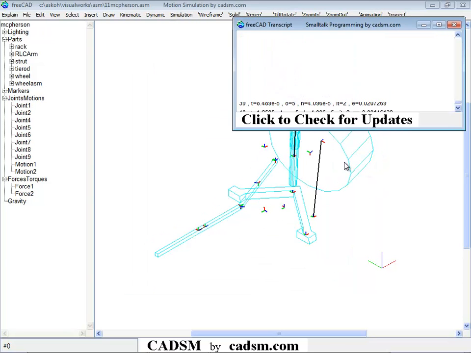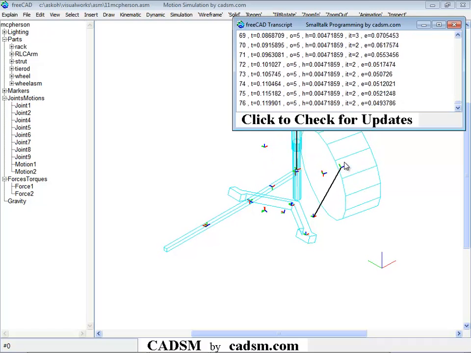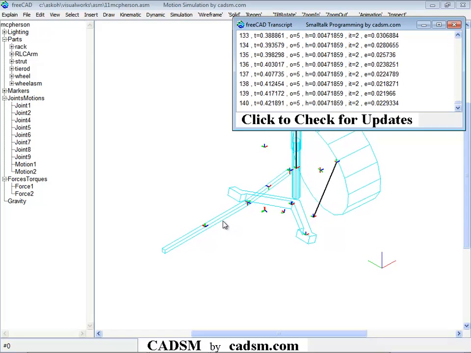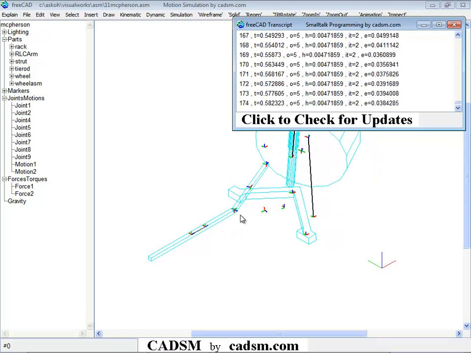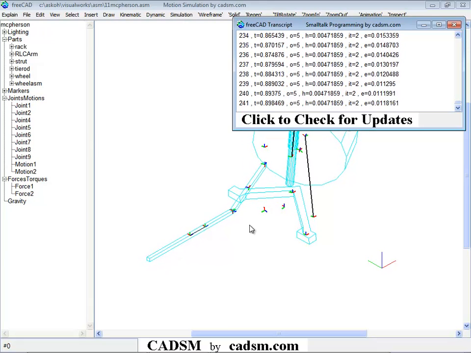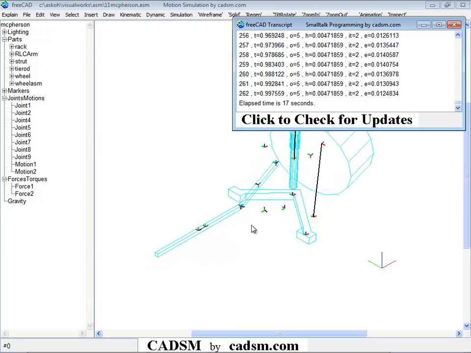The differential equations for the parts and forces are derived. The constraint equations for the joints and motions are derived. And these equations are solved using a differential algebraic equation solver. The results of the simulation are recorded and animated.